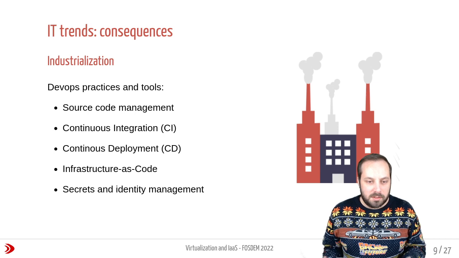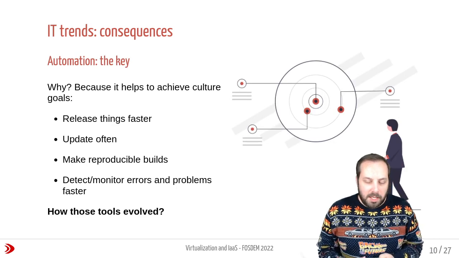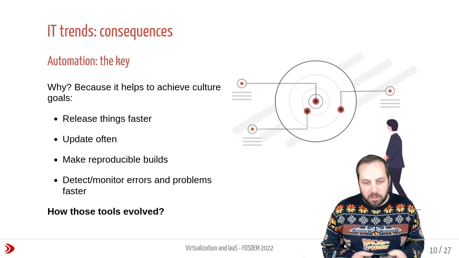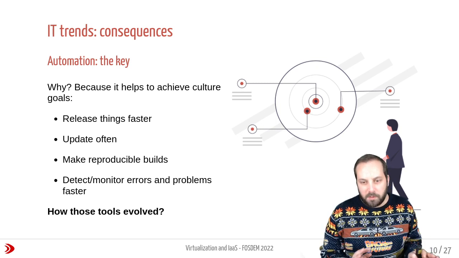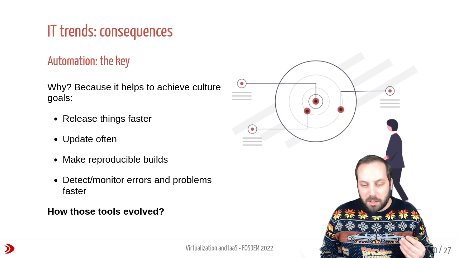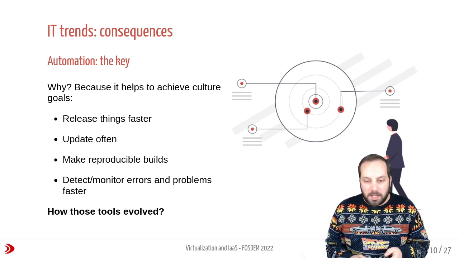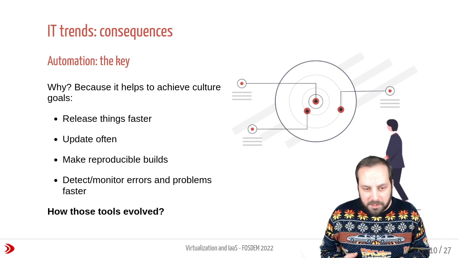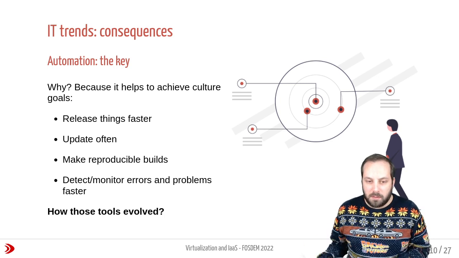So, streamlining the software development, in short. And to streamline, you need automation. So it's not just about process and culture, which is very important, but it's also releasing things very often, making reproducible builds, detecting problems, and all of that. And for that, you need tools you can count on.